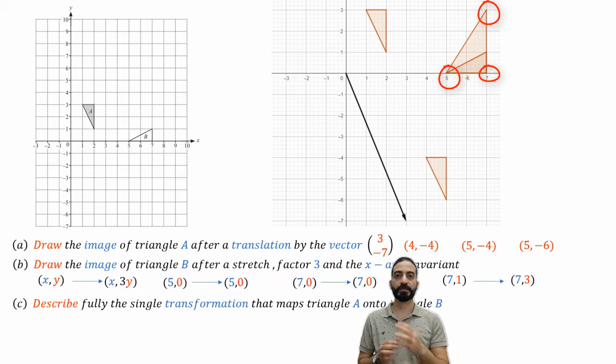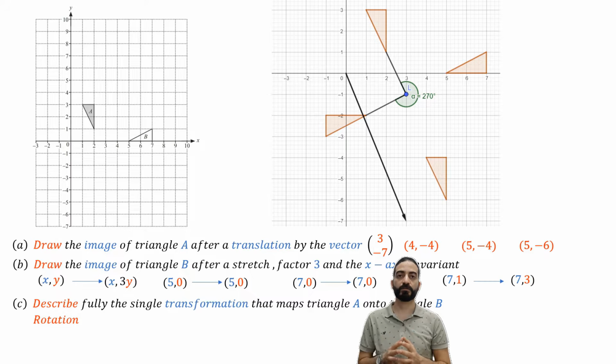We now move to part C. Describe fully the single transformation that maps triangle A onto triangle B. As we can see, we have a rotation of 90 degrees clockwise because it is directed from left to right. As for the center, we can get it in this way.